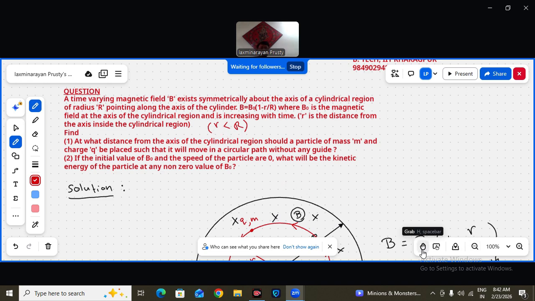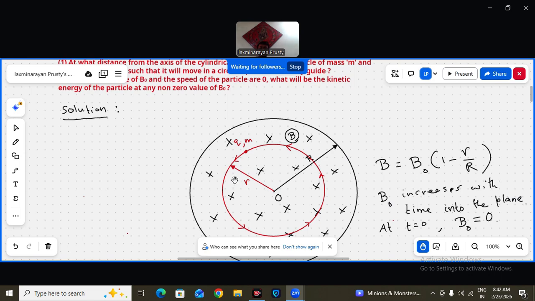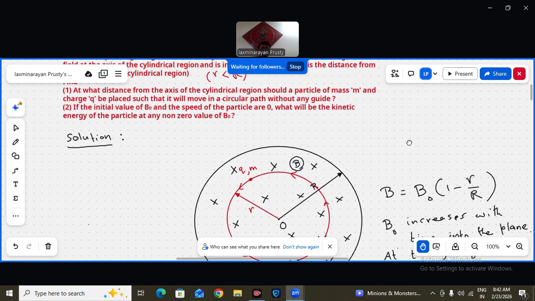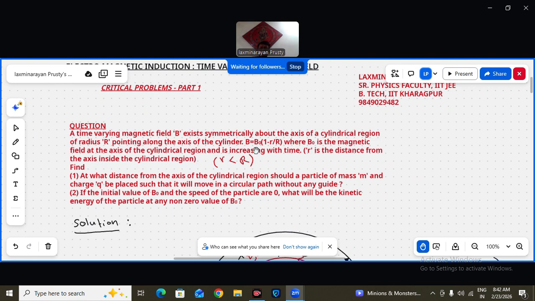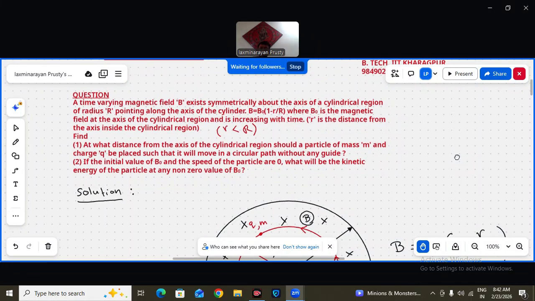You can see the diagram. At any small r value, B is given by this. The maximum value of B is on the axis and it is linearly decreasing, becoming 0 at capital R.